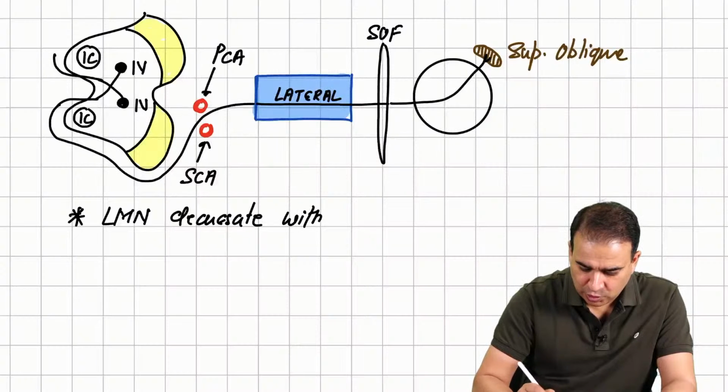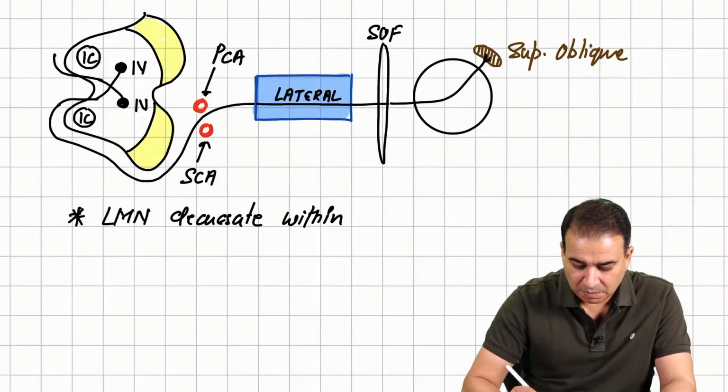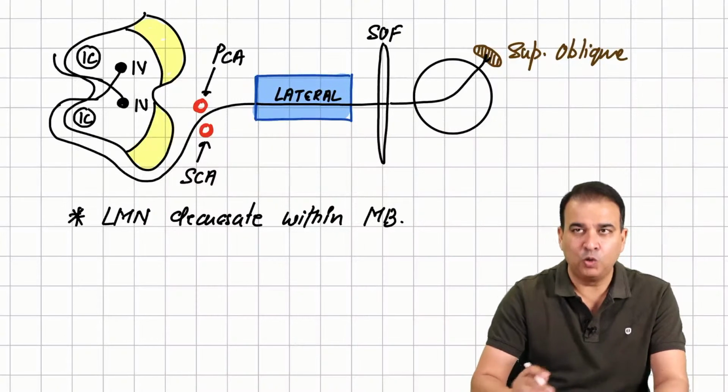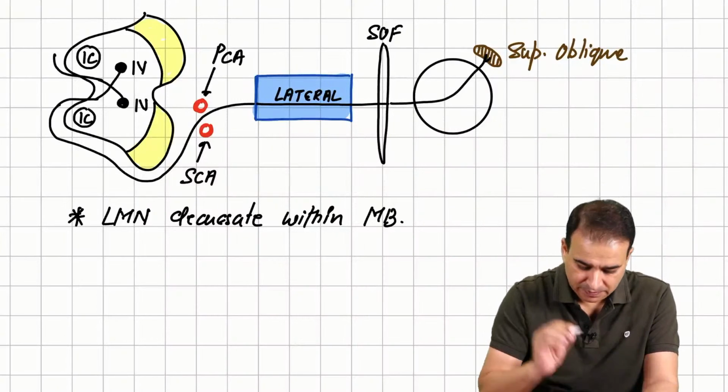The lower motor neuron, they decussate within the midbrain.